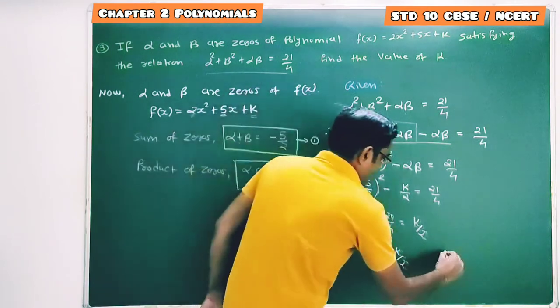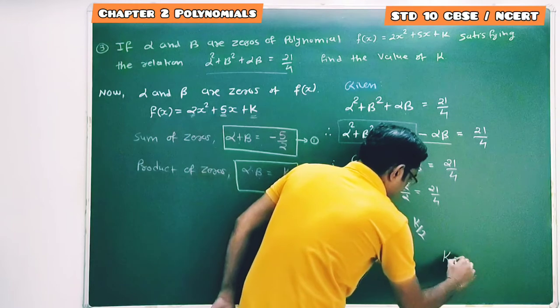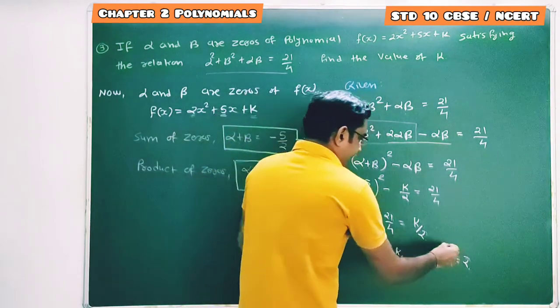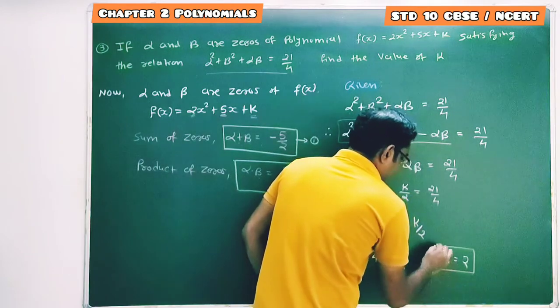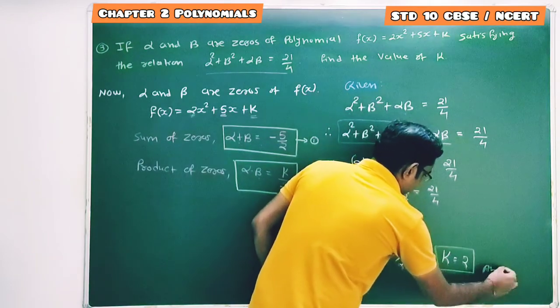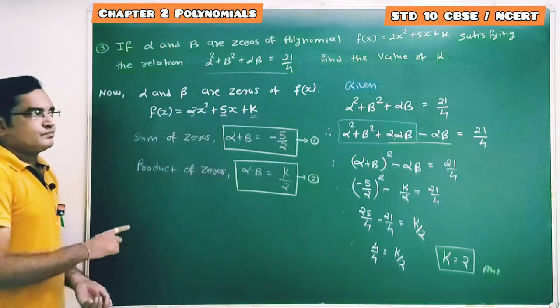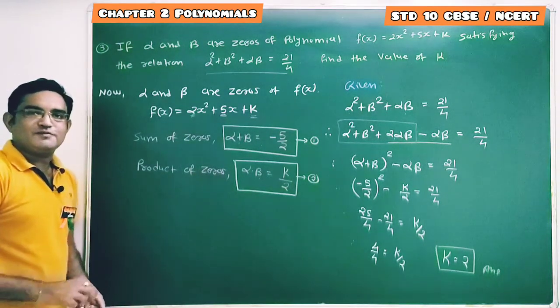and therefore we can say k is equal to 2. है ना, simplification के बाद हमारा k आएगा 2. So this is our answer. Find the value of k. So k is 2. Clear students? Pause this video and note it down.